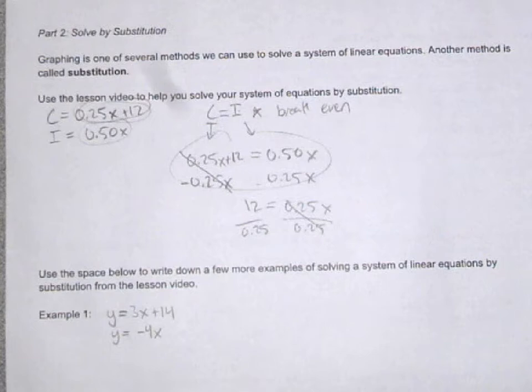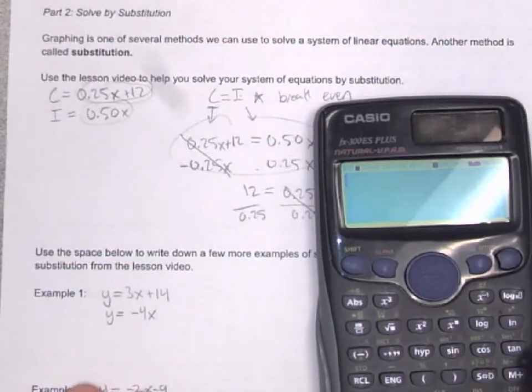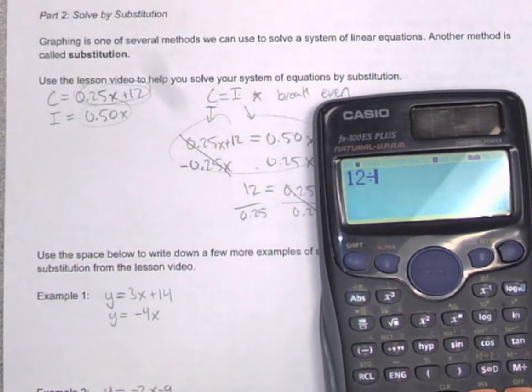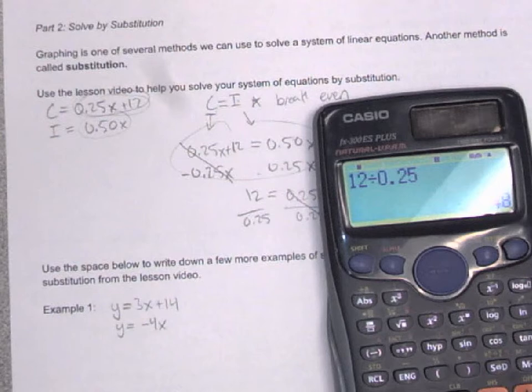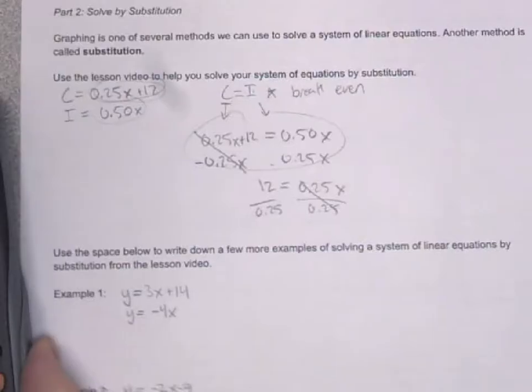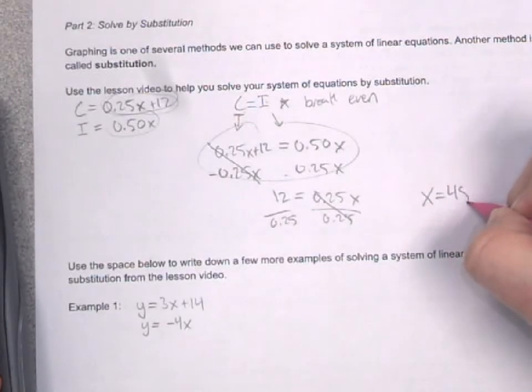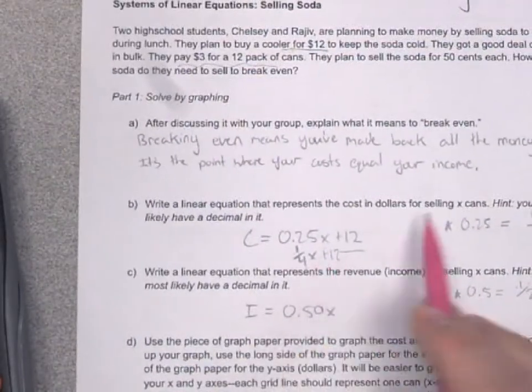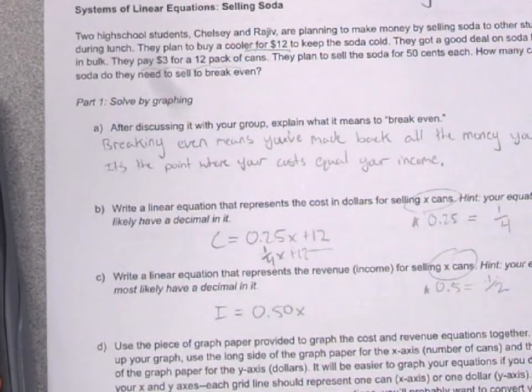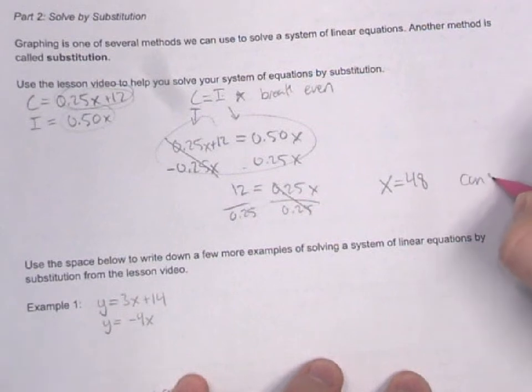Okay, now there's a way you can do this with fractions. If you wanted to change it to fractions, you could do invert and multiply, you could do that here. But I'm going to grab a calculator really quick. Okay, so let's do this together. I got 12 divided by 0.25. Okay, and it's 48, right? X equals 48. Well, what was x in this case when we were talking about cans and money? It was cans, right? So 48 cans. All right, cool.